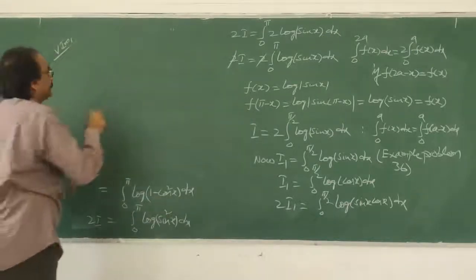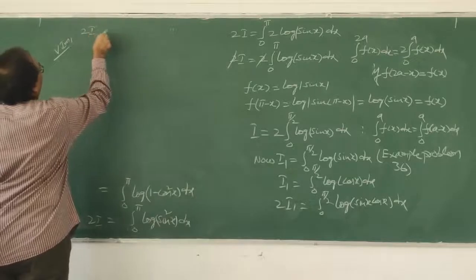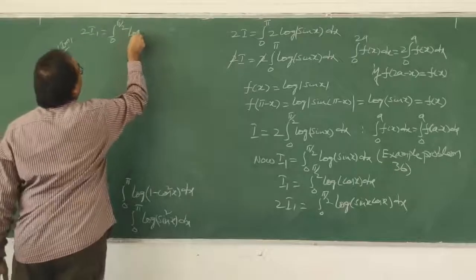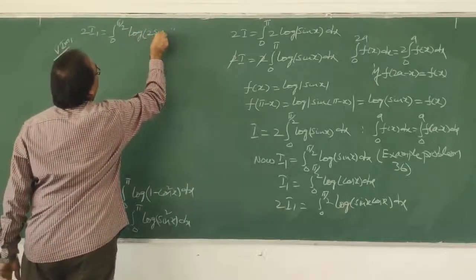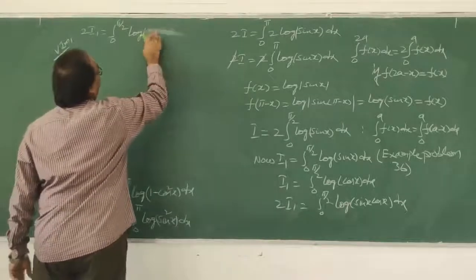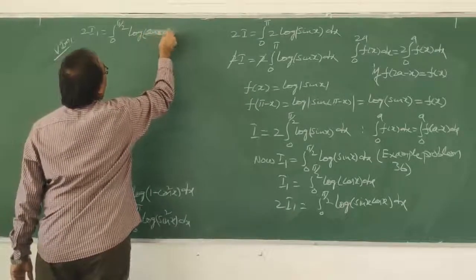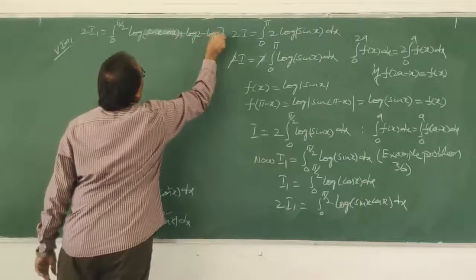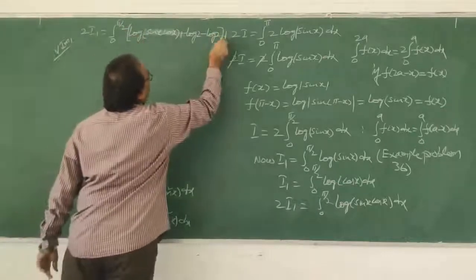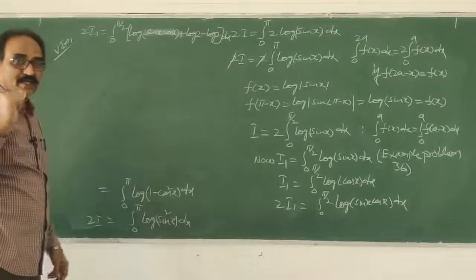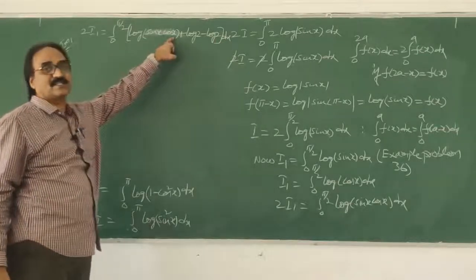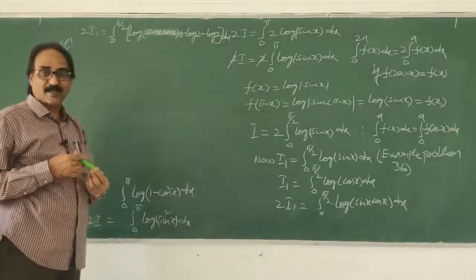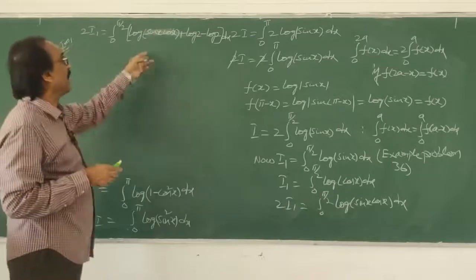So 2I1 is equal to the integral from 0 to pi by 2 of log sin x. So log of 2 sin x. Otherwise we will do it right, no problem. Log sin x cos x plus log 2 minus log 2 dx. Means what I did? Added and subtracted log 2. Why? Because 2 sin x cos x is there, which means you can write sin 2x. That is the reason. Okay, you understood, you know? 2 sin x cos x means sin 2x you can write. That is the reason for adding and subtracting.